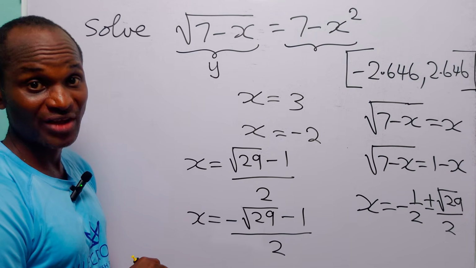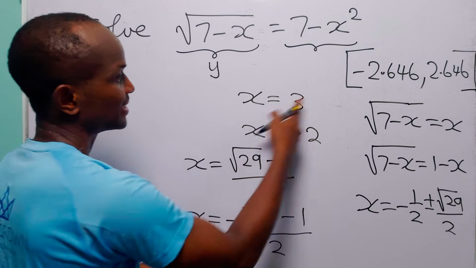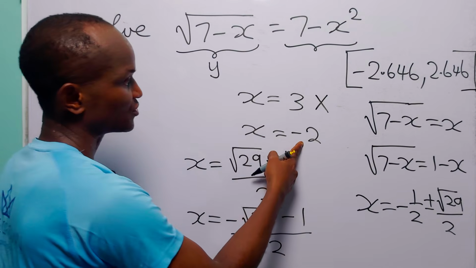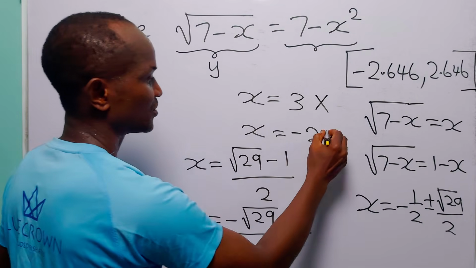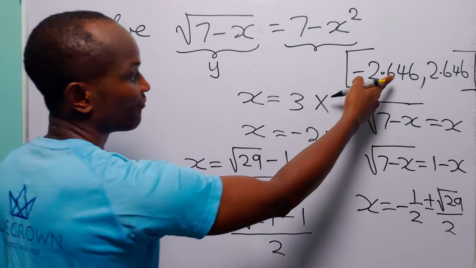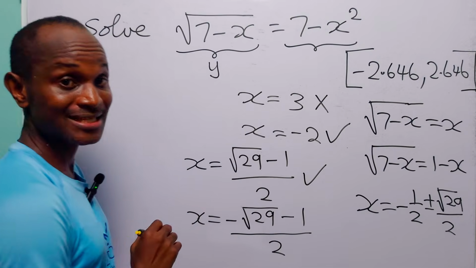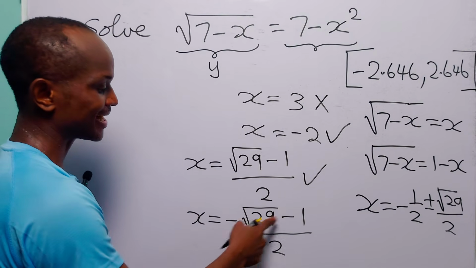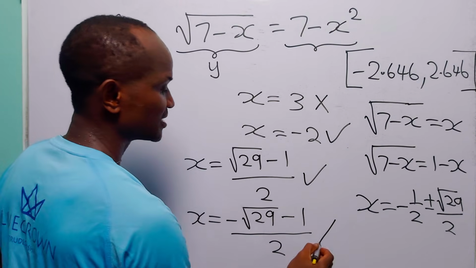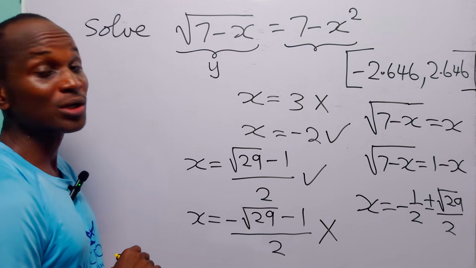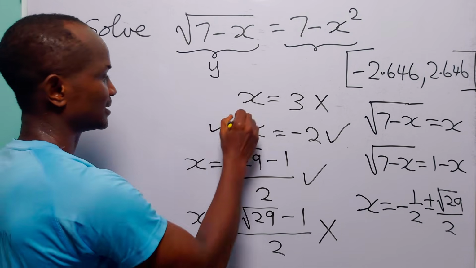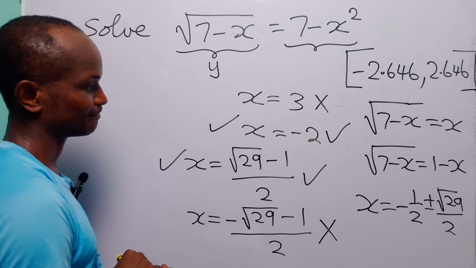Now let us look at all the values of x that we have. 3 is outside this range, so it is not acceptable. Minus 2 falls within this range, so it is acceptable. Root 29 minus 1 over 2 falls within this range, so it is acceptable. Minus root 29 minus 1 over 2 falls outside this range, so it is not acceptable. So the only two values of x that satisfy this equation are this and that.